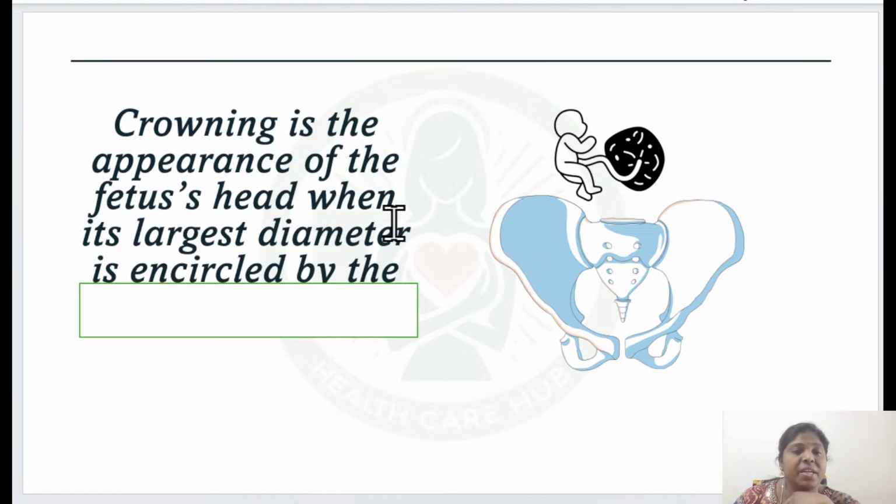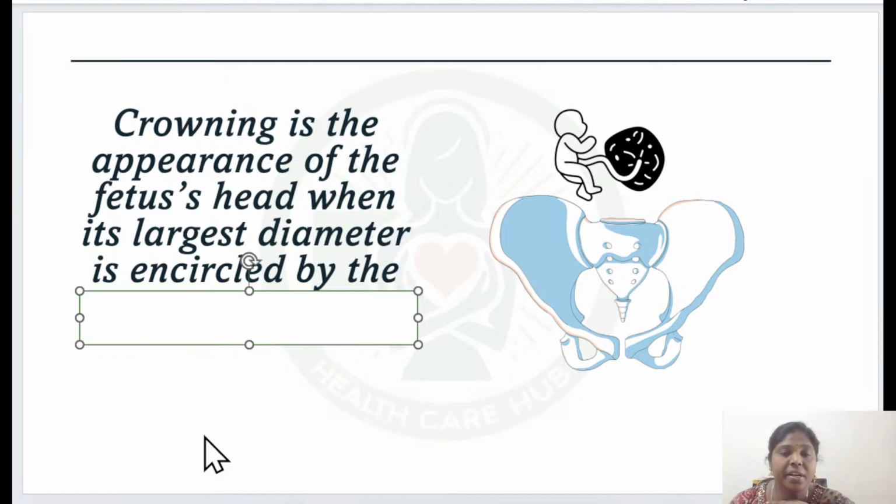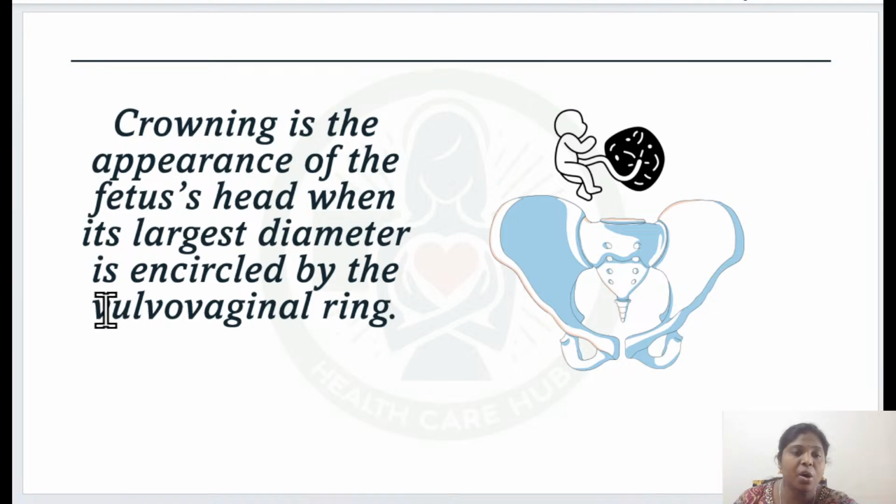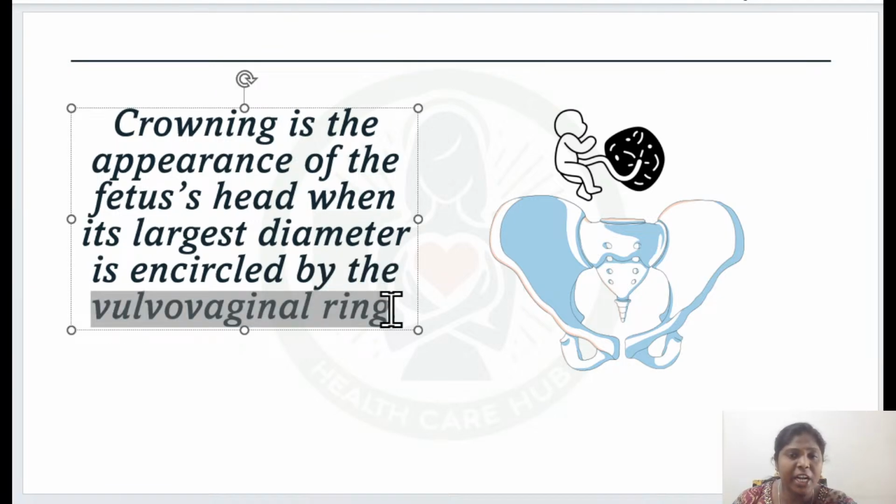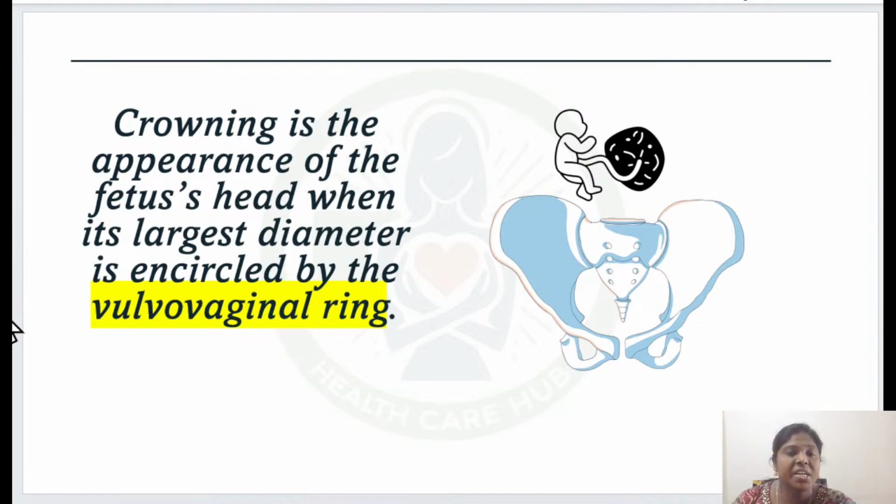Crowning is the appearance of the fetus head when its largest diameter is encircled by the, this particular term is called the vulvovaginal ring. So the crowning, head on perineum is also called crowning. So when the largest diameter is encircled by the vulvovaginal ring.